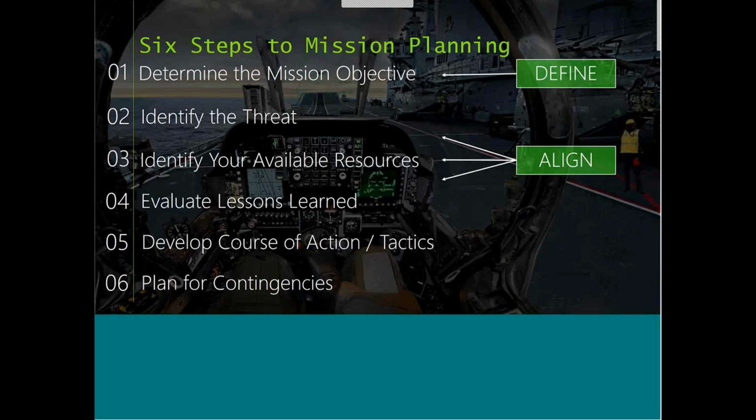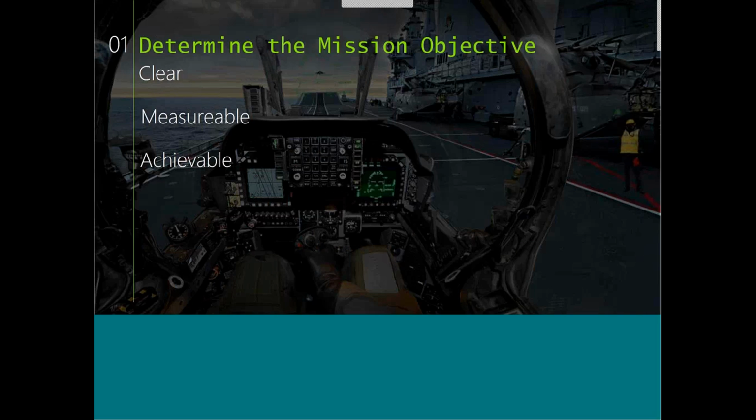Next, let's align the team on the mission environment. Let's talk about the threats. Let's talk about our resources. Who's done this in the past? Let's talk about your lessons learned. And then finally, after we have aligned on the mission environment, let's start assigning responsibilities, clear courses of action to accomplish our objective. Step number 1, determine that mission objective.